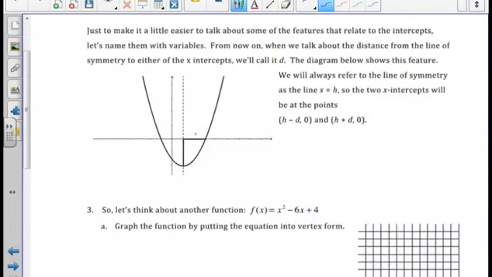In summary, what we noticed with our examples is that the distance from the line of symmetry, in this case we'll call it d, to each of our x-intercepts should be equidistant. Again, here's an x-intercept over here, and we'll call this length d. Therefore, we can always find our x-intercepts by using these points: h minus d, 0, and h plus d, 0, with h being the x-value of the axis of symmetry.